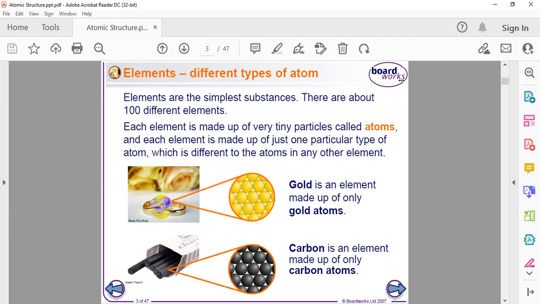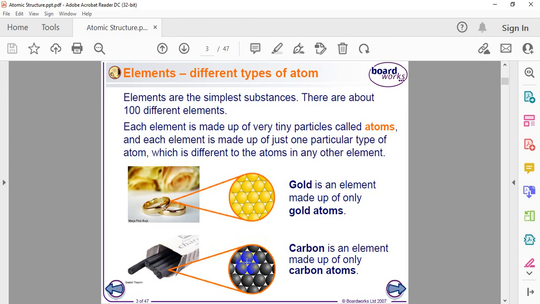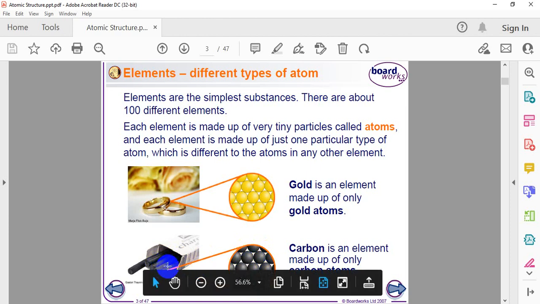this gold ring has gold atoms displayed inside a cross section of it. We also have charcoal. This charcoal chalk has carbon elements or carbon atoms inside, this carbon element, which is used to manufacture this charcoal chalk.